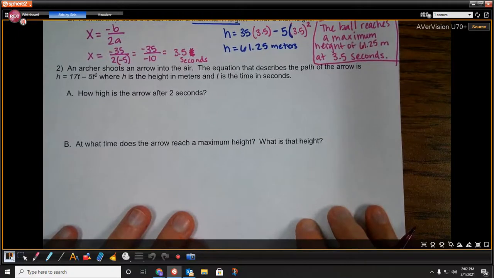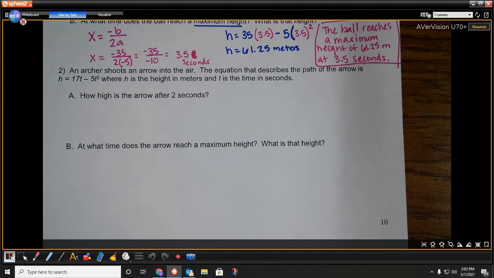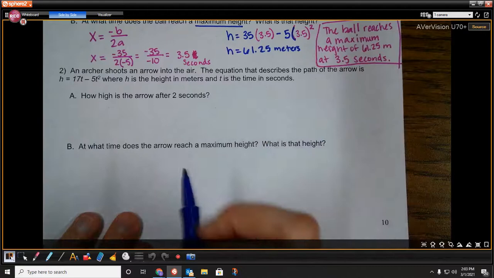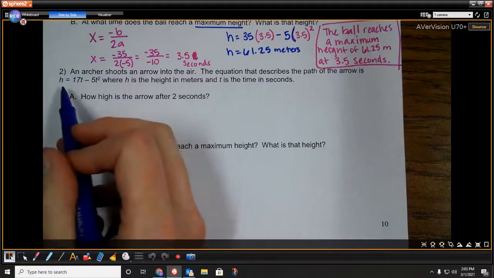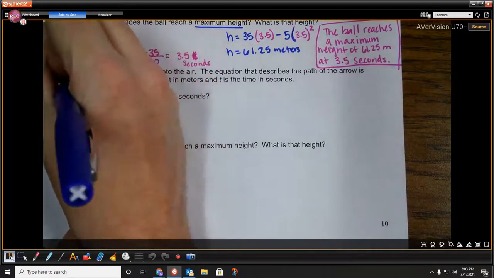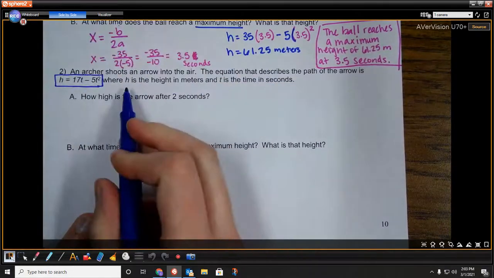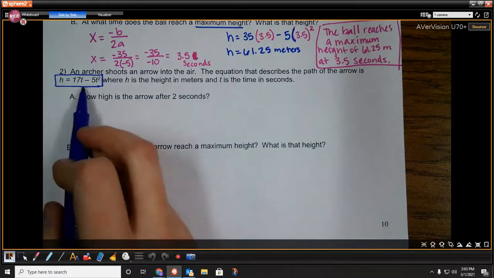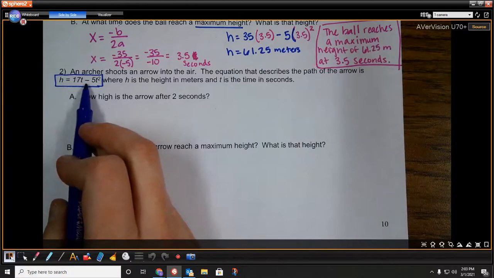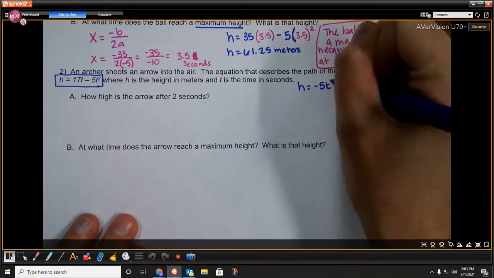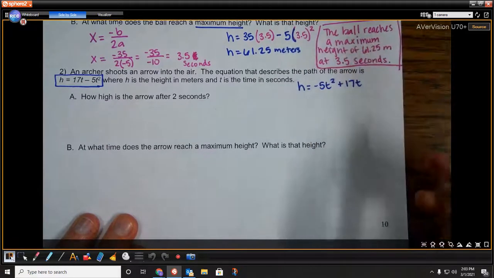Now, let's take a look at number 2. This is also another object in motion. So an archer shoots an arrow into the air. The equation that describes the path of the arrow is h equals 17t minus 5t squared, okay? Where h is the height in meters and t is the time in seconds. So guys, if we were going to rewrite this so it actually looked like it was in standard form, the way that I would write that is h is equal to negative 5t squared plus 17t. Okay?